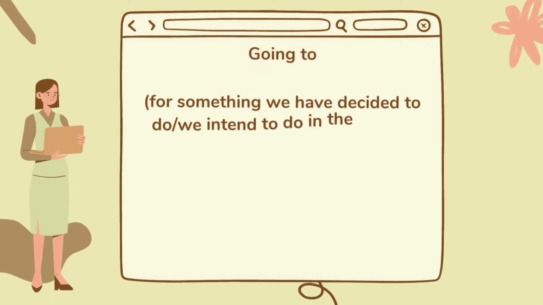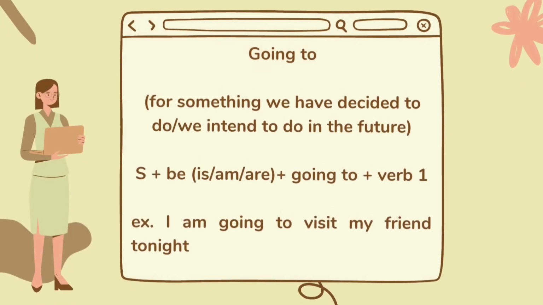First, we will go into the explanation of going to. We use going to for something we have decided or intend to do in the future. Now, let's discuss the patterns of the sentence using going to. The pattern of going to usually begins with the subject, plus be, including is, am, and are, then going to, followed by verb one, and ends with the object or complement. For example, I am going to visit my friend tonight.